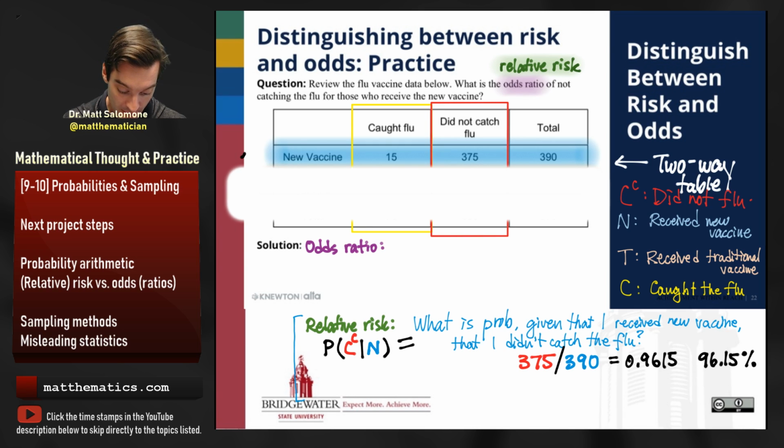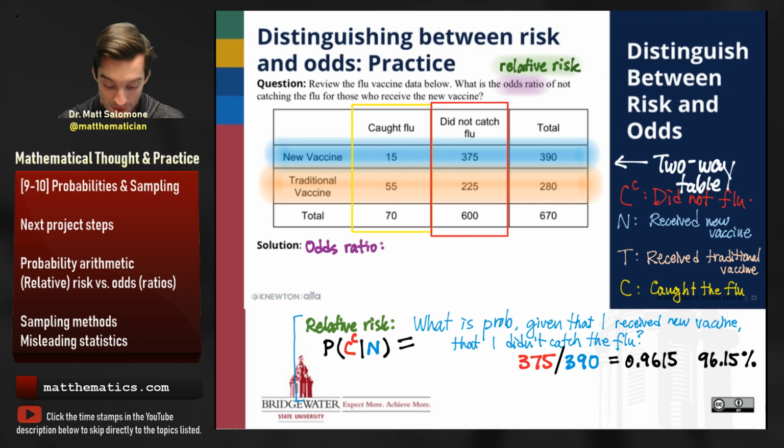I want to be able to compare this probability to the probability of not catching the flu given that I had received the traditional vaccine. So we have to compare the number that we just got to the same calculation, just instead of given the new vaccine, given the traditional vaccine. So now we need to redo this probability. What is the probability, given that I received the traditional vaccine, that I didn't catch the flu?